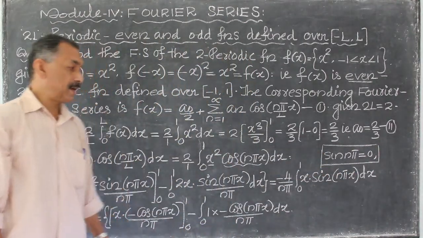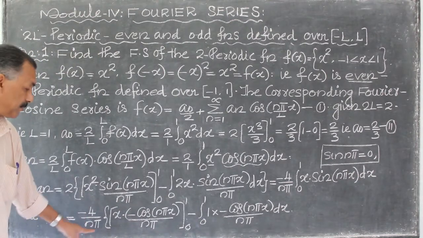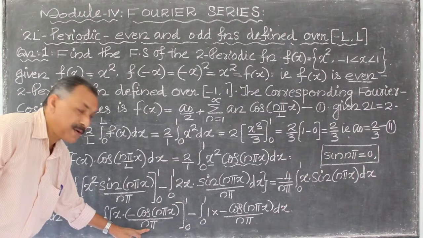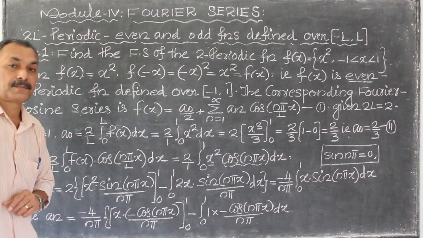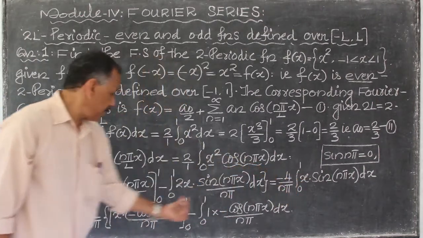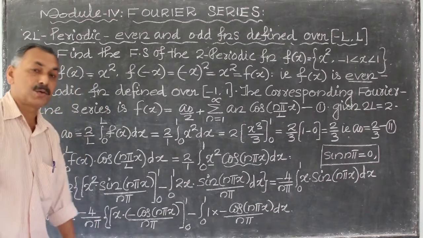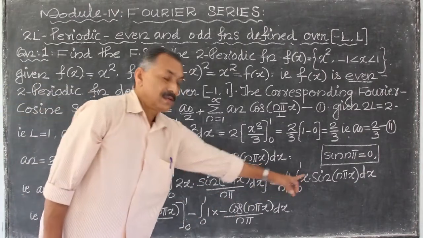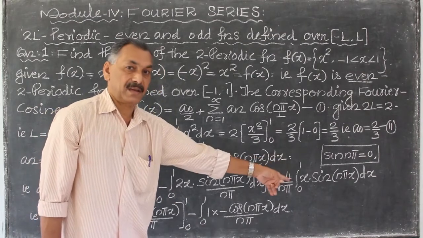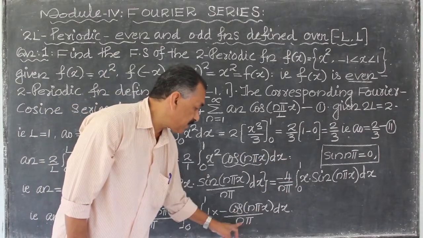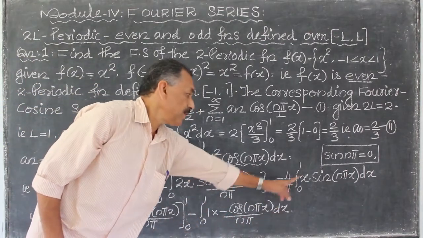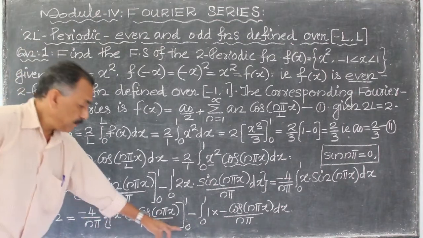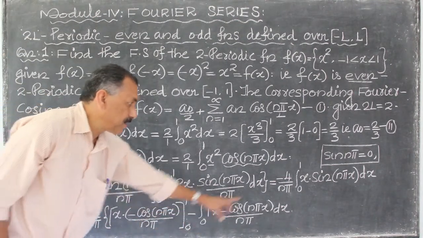Now let us apply the product rule again. That is a n is equal to minus 4 divided by n pi, first into x, into integral of sin. The integral of sin is minus cos n pi x divided by n pi, between the limits 0 to 1. Minus integral of derivative of first, 1, into integral of sin n pi x, which equals minus cos n pi x divided by n pi.